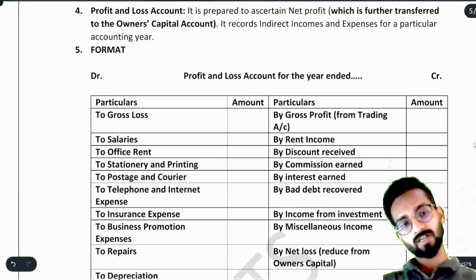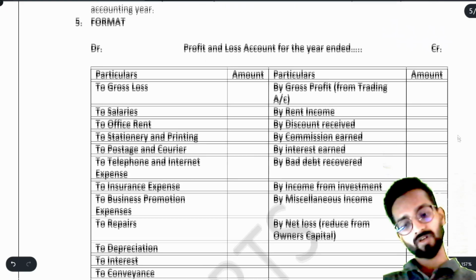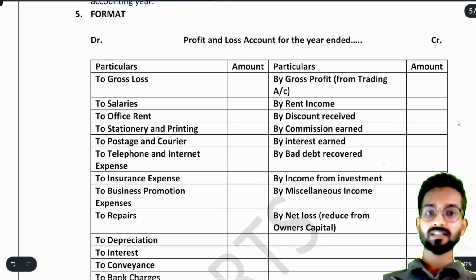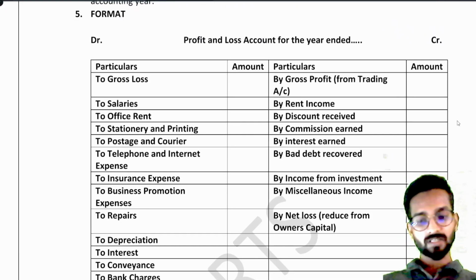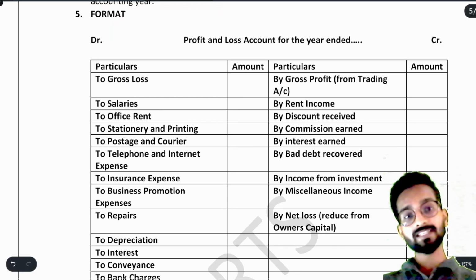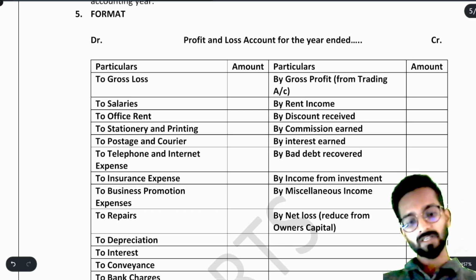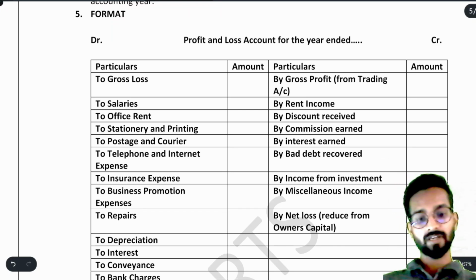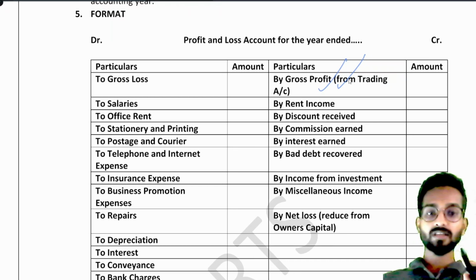From where does profit and loss account start? We already know where a trading account ends: it ends on the gross profit or gross loss. The profit and loss account is just the next step of our trading account. It means the gross profit we got in trading, we will transfer here in profit and loss account. Sir, why are we transferring?